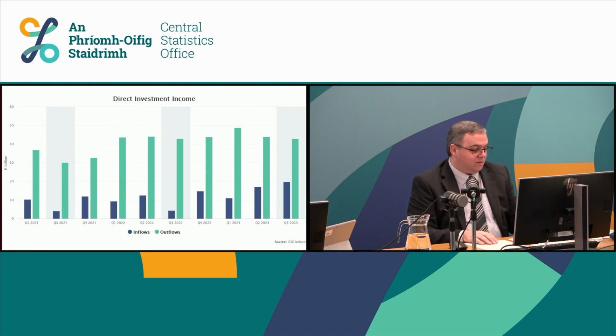Looking at our direct investment income, we have inflows this quarter of 19.8 billion euros, up 15.4 billion on the same quarter last year, and outflows of 42.8 billion euros, down 255 million on the same quarter last year. And these combined give us a decrease in net direct investment income outflows of 15.7 billion compared to last year.